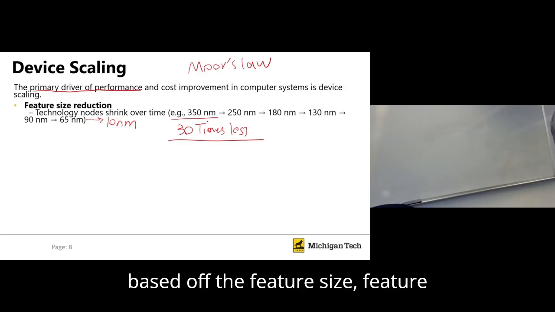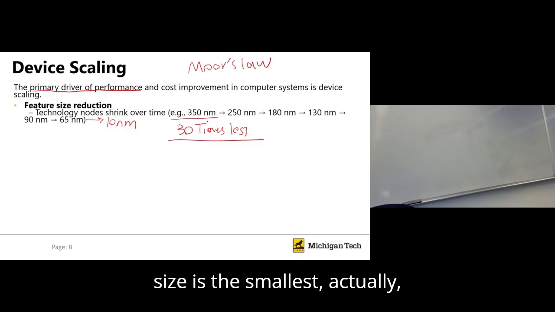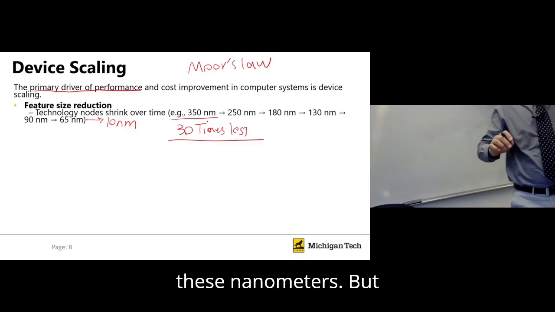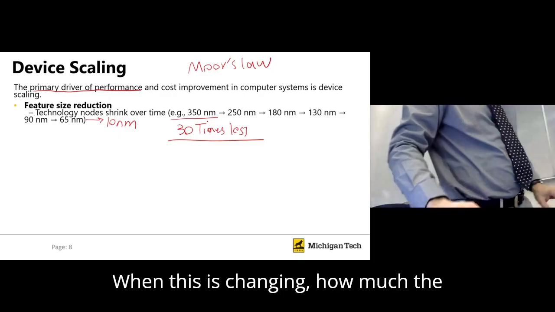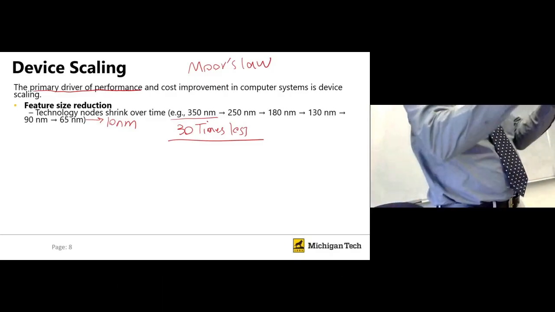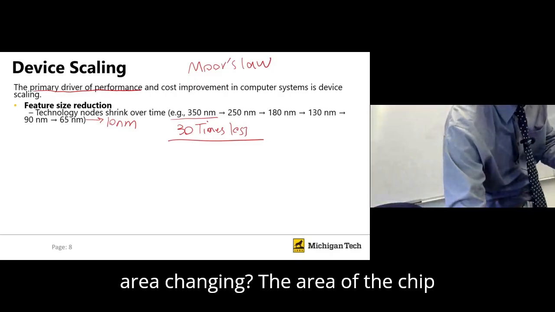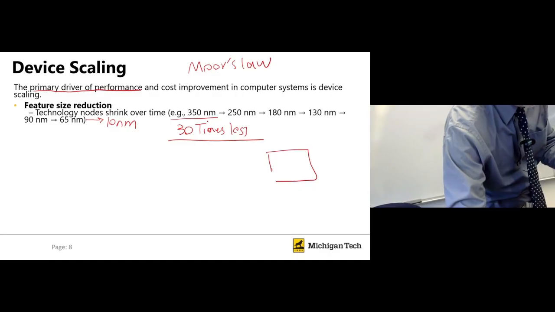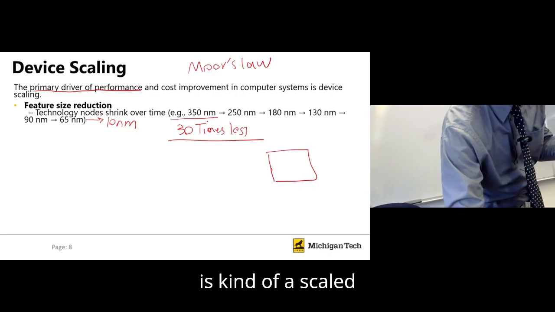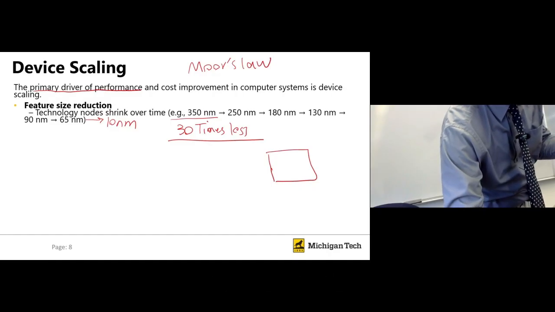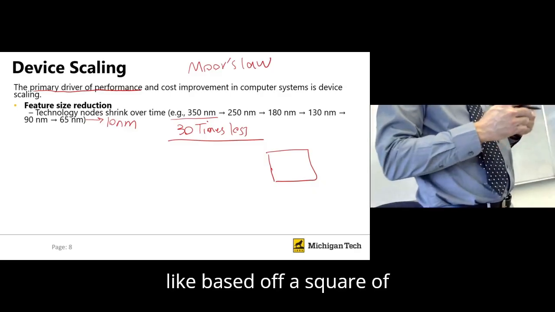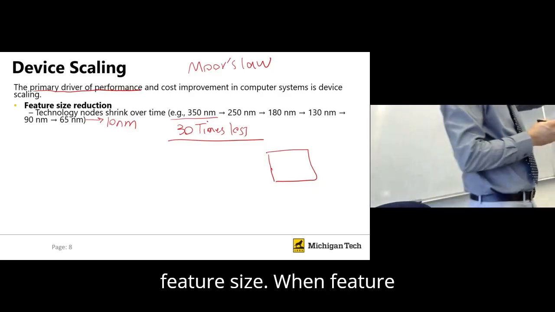Based off the feature size, the smallest node that we can use is a transistor. It can be these nanometers. But when this is changing, how much is the area changing? The area of the chip is scaled based off the square of feature size.